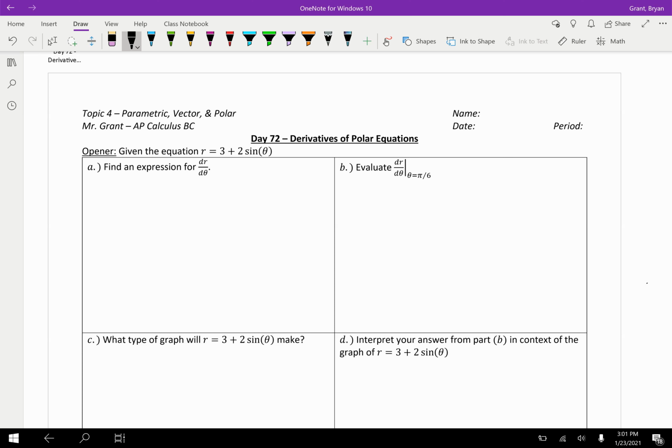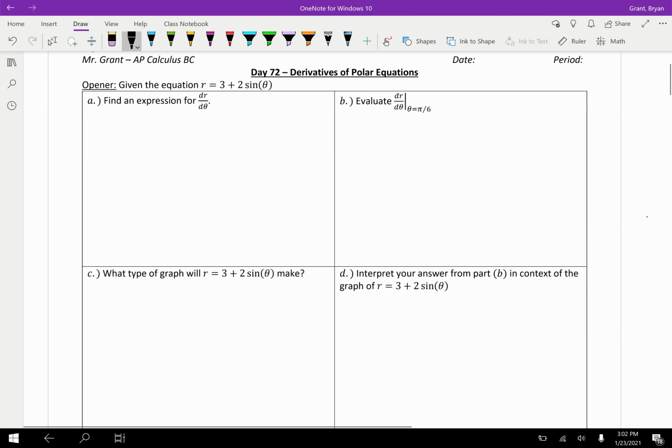I originally hadn't planned on throwing derivatives in here yet, but I think they made a little bit more sense here. That way, when we do our explorations of more polar graphs the next 2 days, we keep incorporating derivatives, make sure you're comfortable with everything, and then we will finish with integration and area. So let's get started. There's a nice opener here, so go ahead and try all 4 parts, and once you're done, unpause, and we will go through it. Ready, set, go.